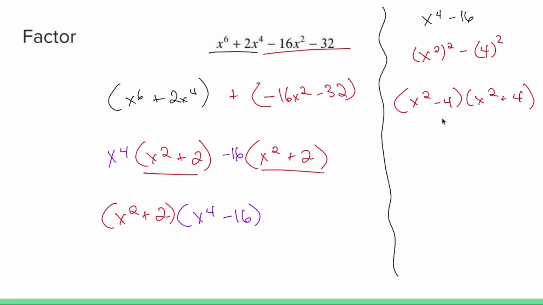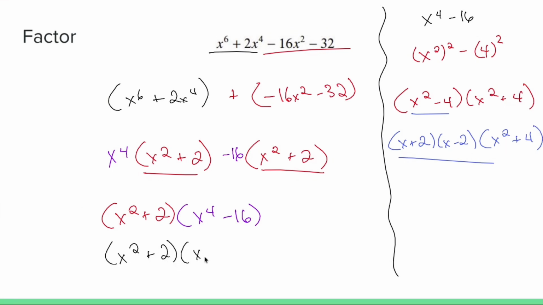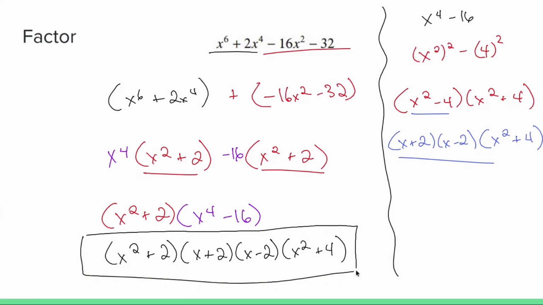Now looking at this, you should be able to say, well, wait a minute. x squared minus 4 is more difference of squares. That's x plus 2 times x minus 2. Can I do anything with x squared plus 4? No, there's no sum of squares. So this guy in purple becomes that. My final answer is going to be x squared plus 2, x plus 2, x minus 2, x squared plus 4. And that's pretty.